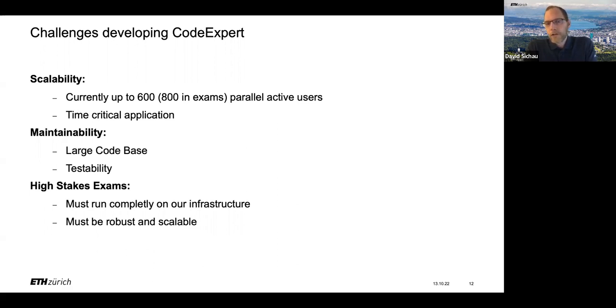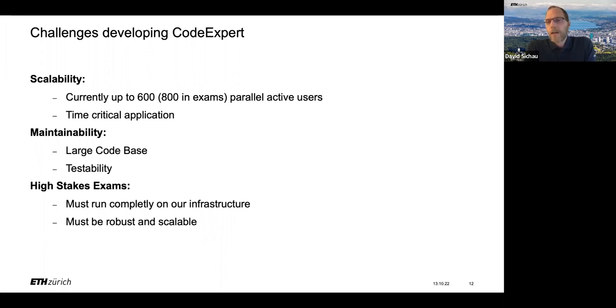Another challenge are the high stakes exams. There we have some regulatory conditions, for example, that everything must run on our own infrastructure without any external dependencies. So we can't go to Google Cloud or Amazon Cloud, but we need to run it on our infrastructure, which also means we don't have the same infrastructure as you're familiar with from cloud providers, where you can just request additional resources and get them. We can also request additional resources, but normally this requires that we write an email and then 1 day later we get the resources.